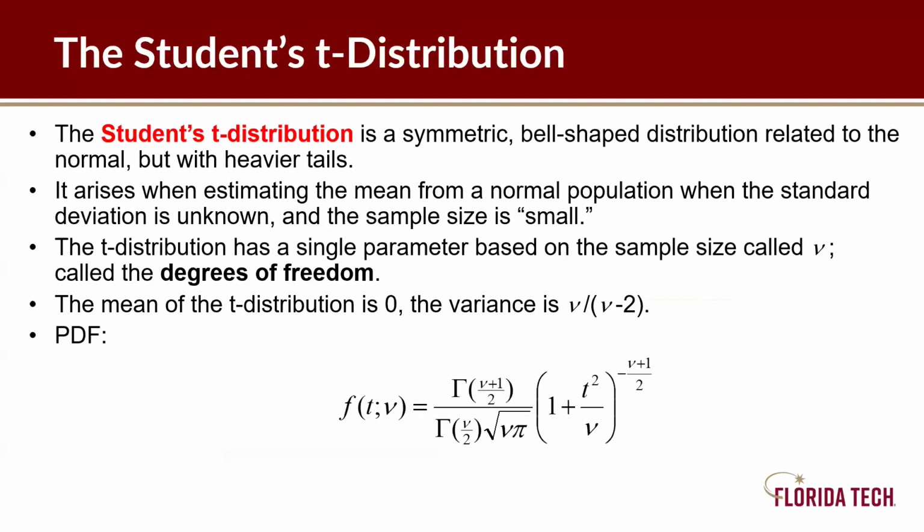Real quick, the Student t: symmetric, bell-shaped, related to the normal, heavier tails. The t distribution has a single parameter called nu, which is just the degrees of freedom, and depends on the sample size. The mean of the t distribution is 0. The variance is nu over nu minus 2. That's what it looks like, where that is the gamma function.